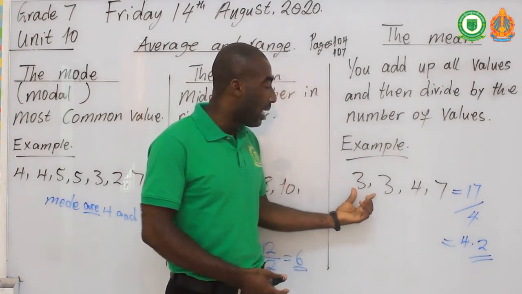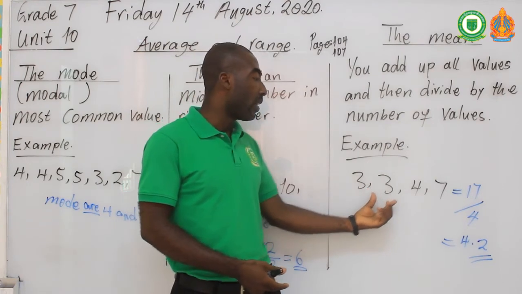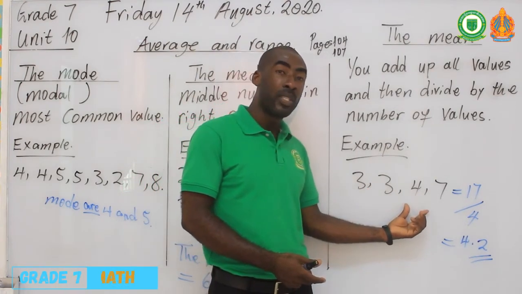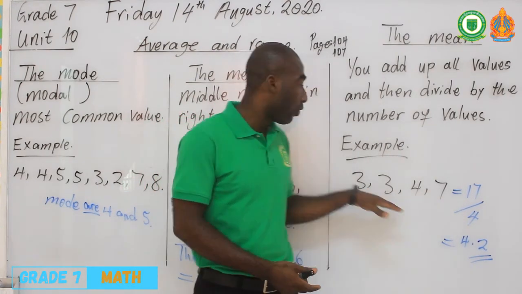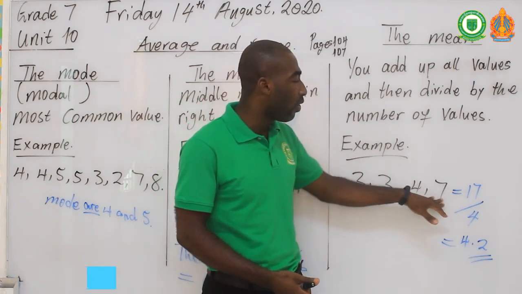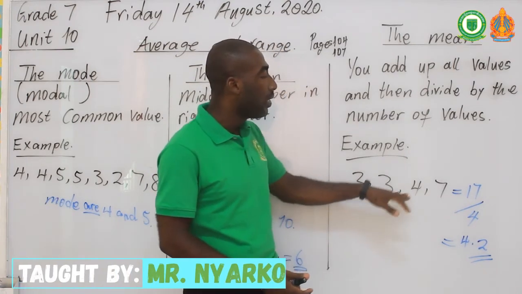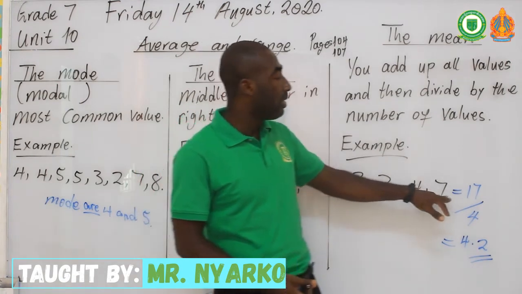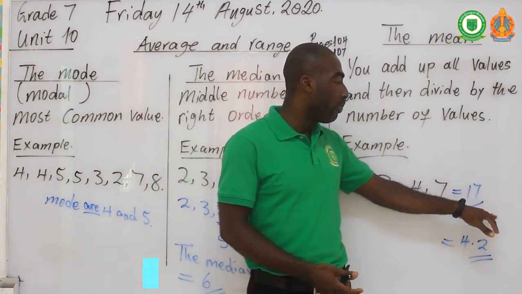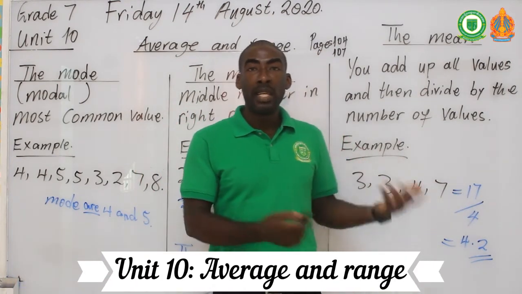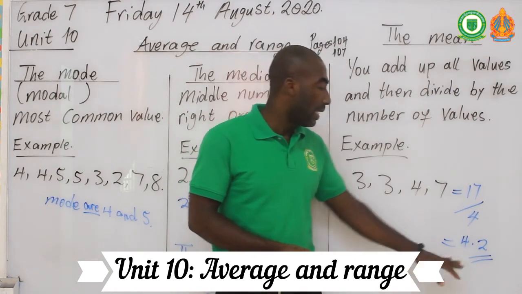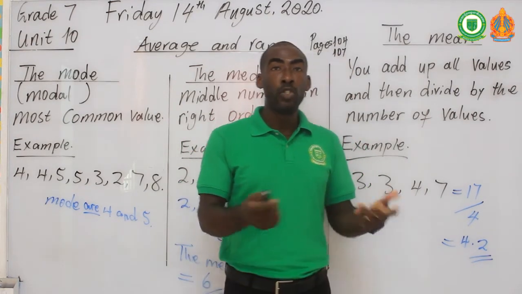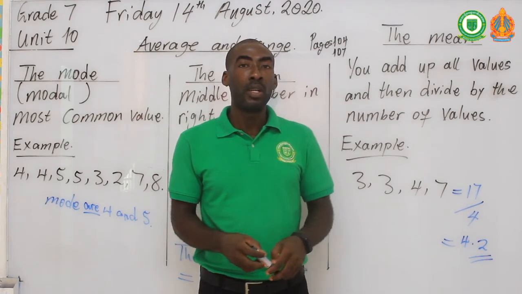So the individual items will become 3, which is 1, 3, which is 2, 4, which is 3, 7, which is 4. Which means the number of values or the total items you are dealing with will be 4 items. So you divide your total value by the number of values that you are dealing with. And that would always give you your mean average that you are looking for.